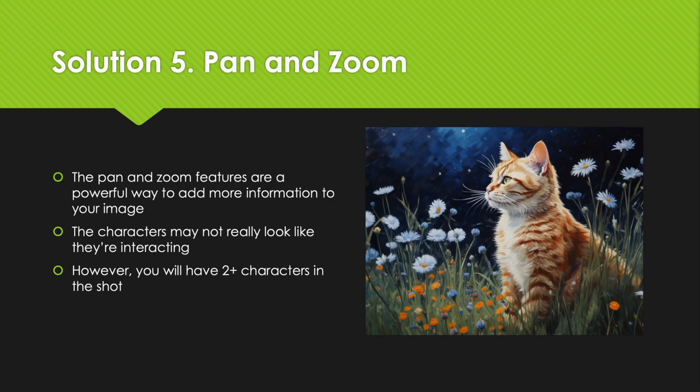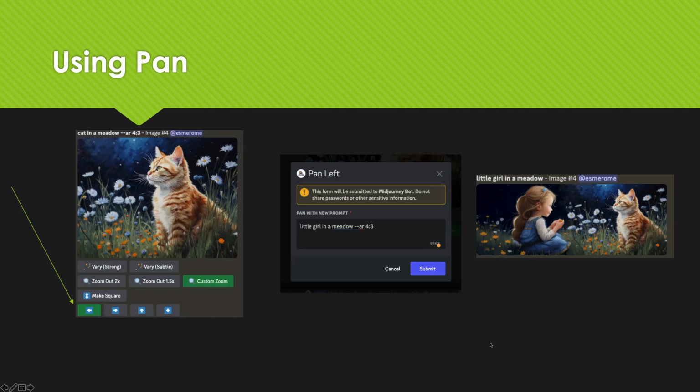Another solution is to use pan and zoom. The pan and zoom features are a powerful way to add more information to your image. The characters may not really look like they're interacting though, but you can still get two or more characters in the shot. So here we've got an image of an orange cat, all on his own in this field at night. So we can go to Discord.